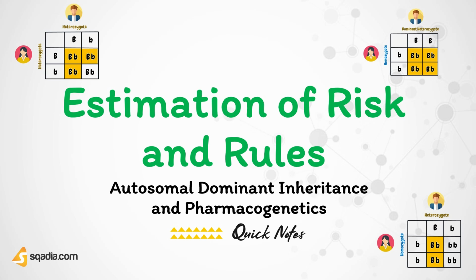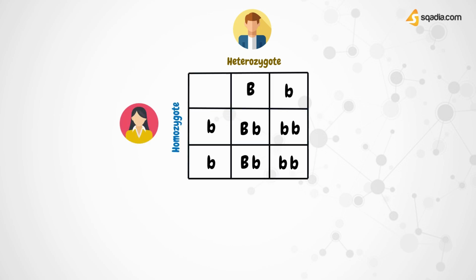In this section, we are going to discuss estimation of risk and rules of autosomal dominant inheritance. Estimation of risk for offspring with autosomal dominant inheritance. In first case, heterozygote paired with a normal homozygote.